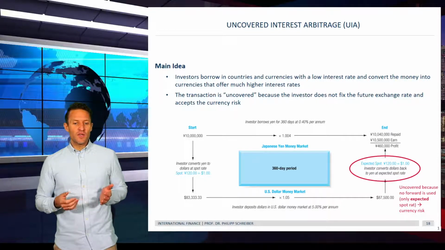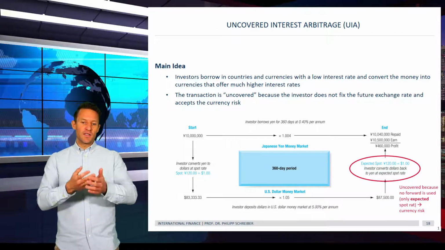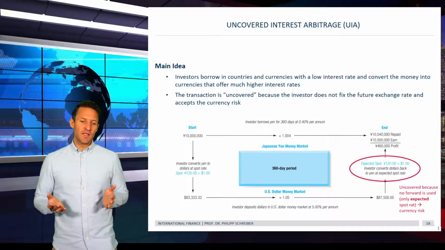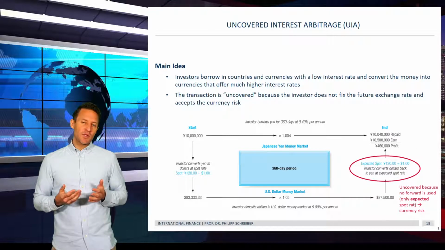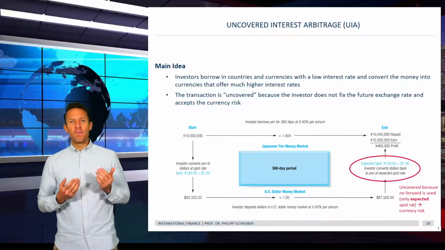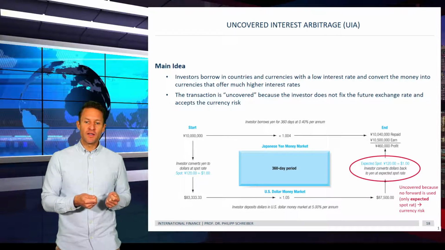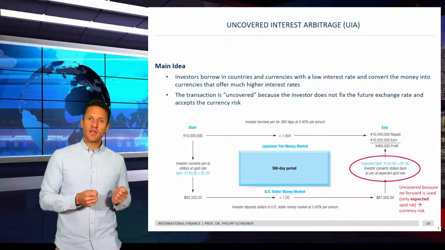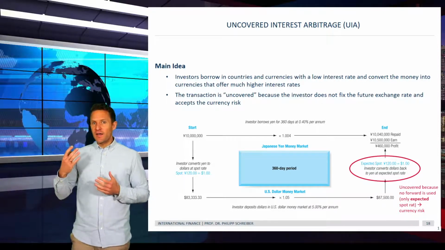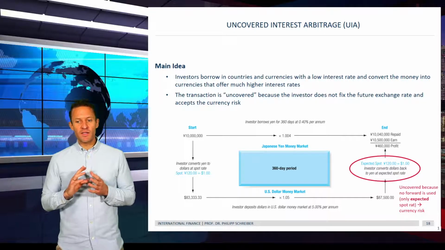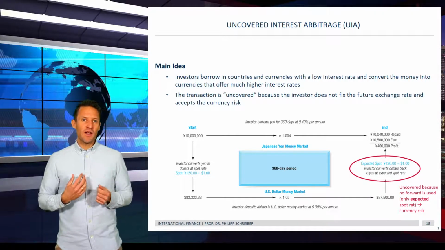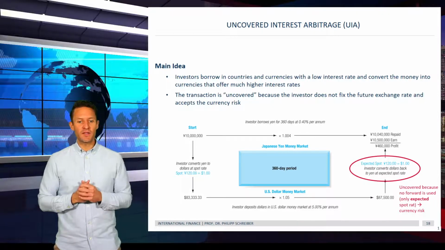The only thing you do is you start, in this example, with 10 million Japanese yen. You convert it to US dollars based on today's spot rate, but you don't enter into a forward rate. So you take the risk, you say, okay, I expect the exchange rate to move in a direction that is good for me, and I'm just taking the risk and I just try to make this transaction.